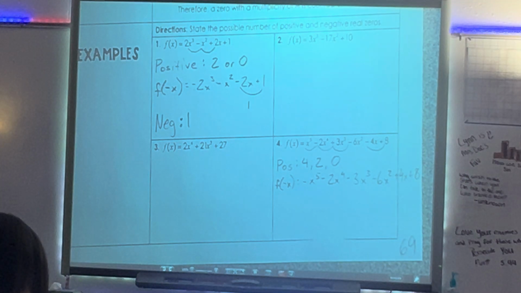We do have to account for the constant also on your sign changes, so if you don't have a constant in your problem, then you would need to just do a plus 0 at the back. Everybody okay there? But you need to put plus 0 at the back.